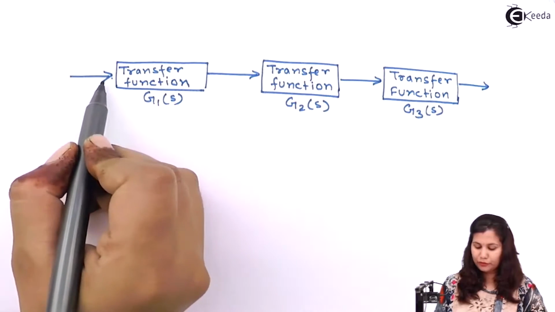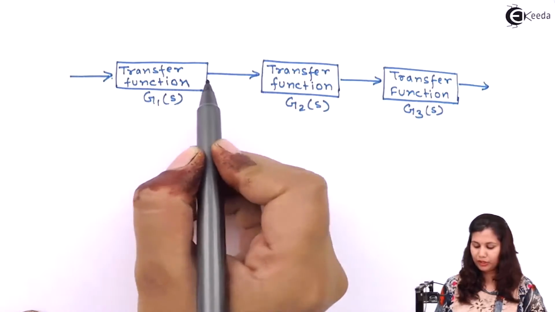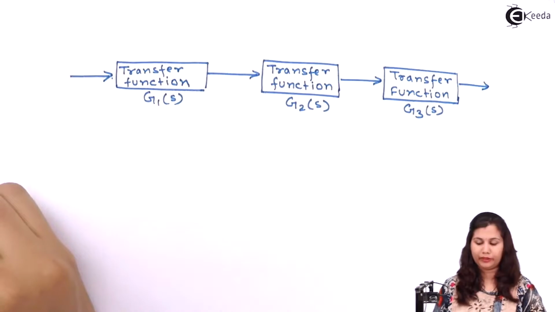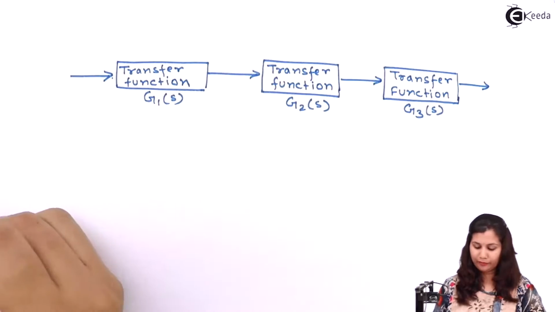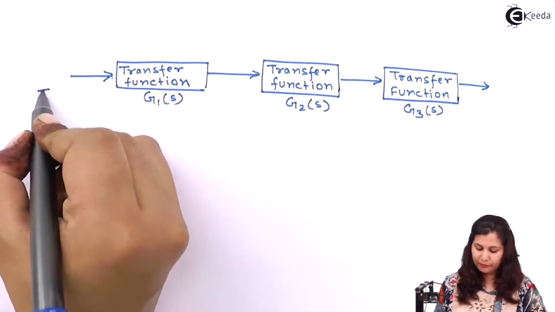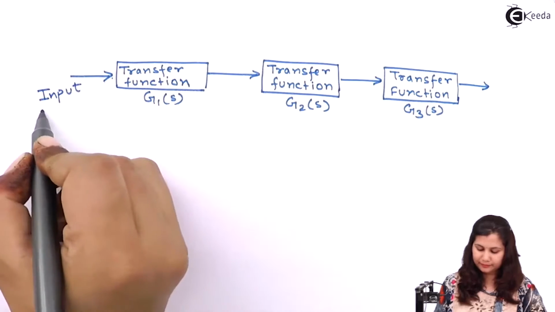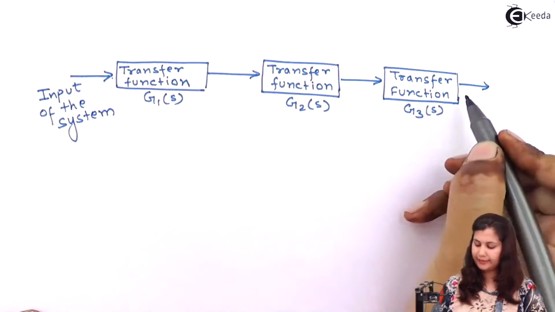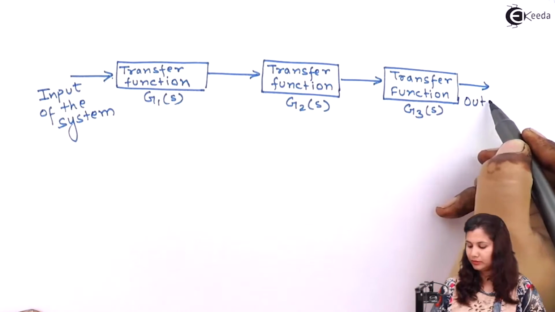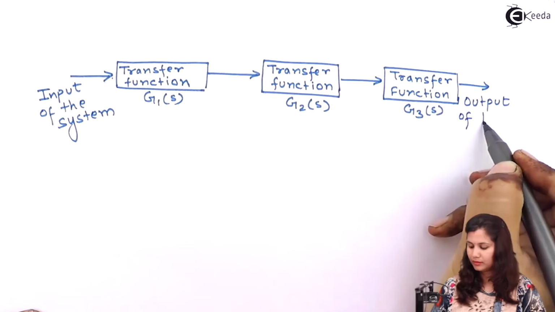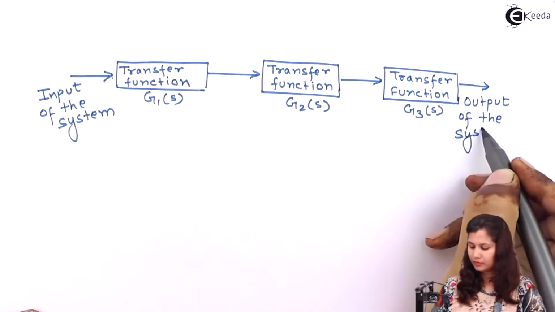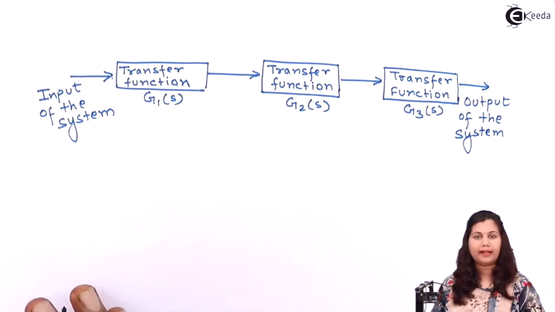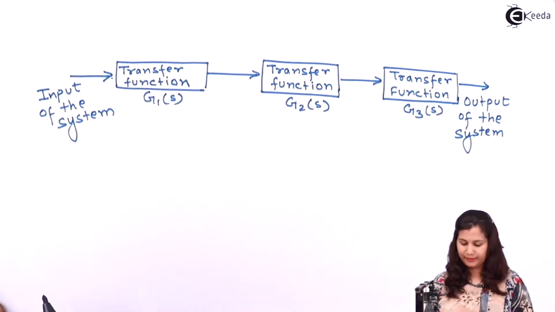Now, this is the input of the first component and this is the output of the first component. And this output will become the input for the second component. Similarly, for the third component we have. So this arrow will become the input of the system. And this outward arrow will become the output of the system. So this is the block diagram of a system having three components.